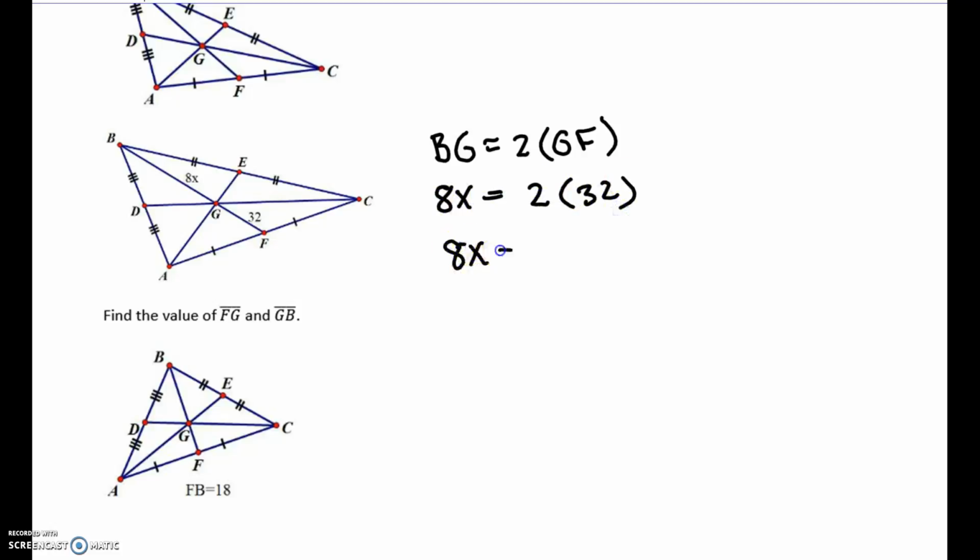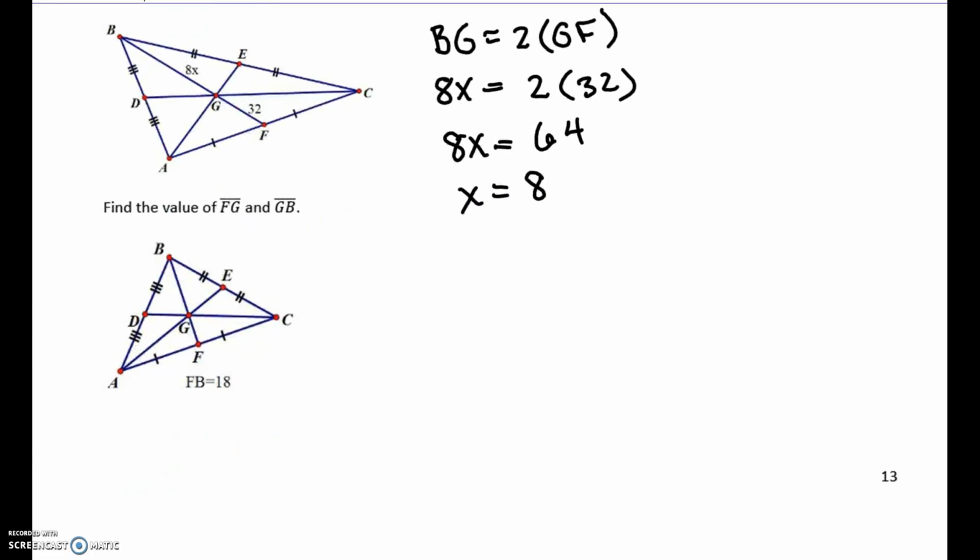So let's take a look at a couple of examples. Here they give me BG and GF. When I look at this, I can see that I've got the longer piece of my median and the shorter piece of my median. The longer piece of my median is equal to 2 times the shorter piece. So when I plug in, that'd be 8x is equal to 2 times 32, or 8x equals 64, so x would just be 8.